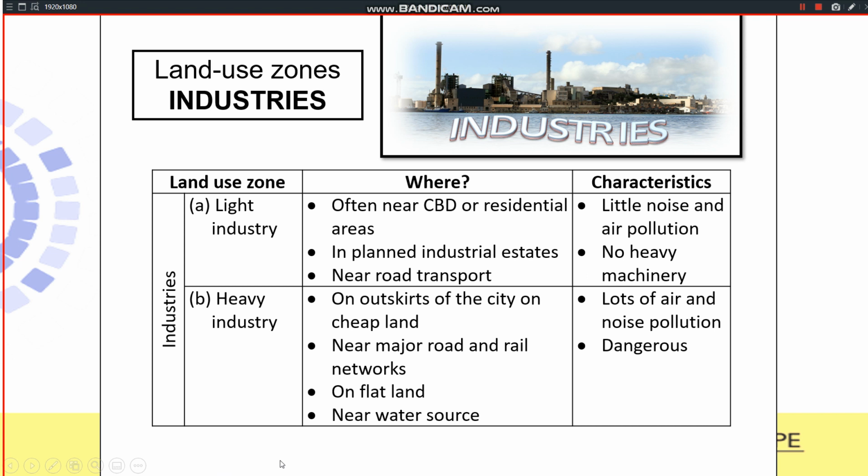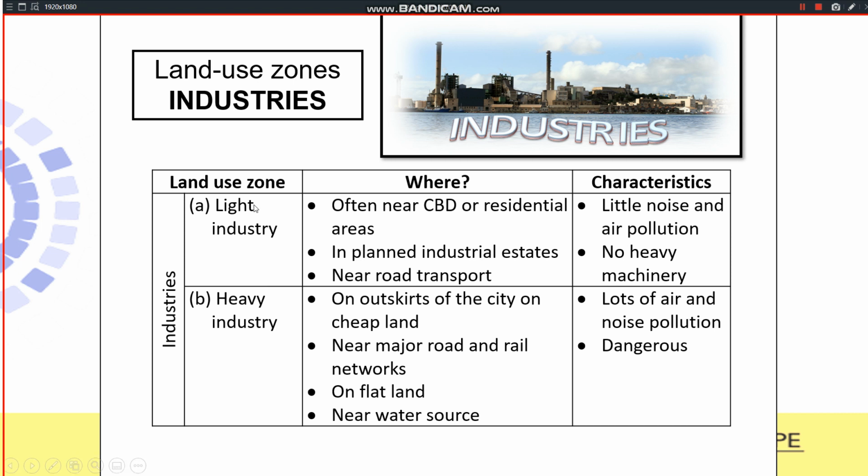The next zone is called our industrial zone, or the land use where all our industries are found. Let's look at them. What are those industries that we found here? There are light and heavy industries here. It's important, learners, that you know what is a light and a heavy industry, because you're going to deal with this in your next section of geography, mainly economic geography. Then you should know what these industries are all about, especially where they are found and their characteristics.